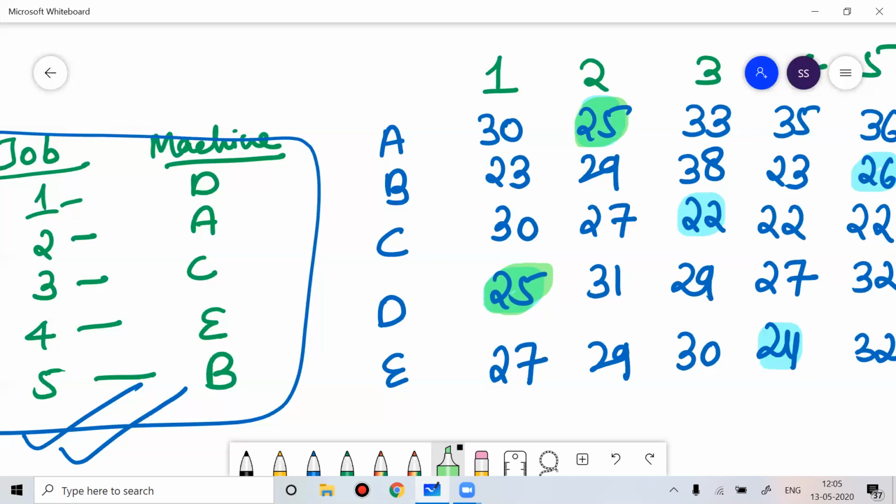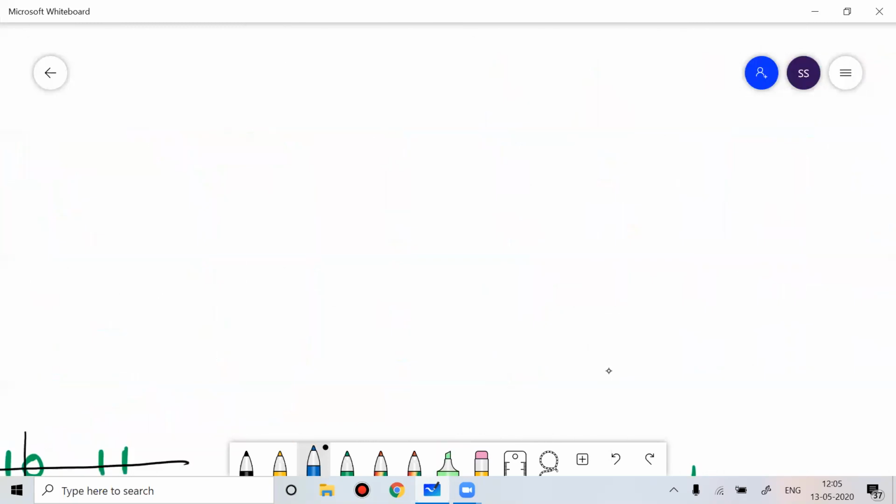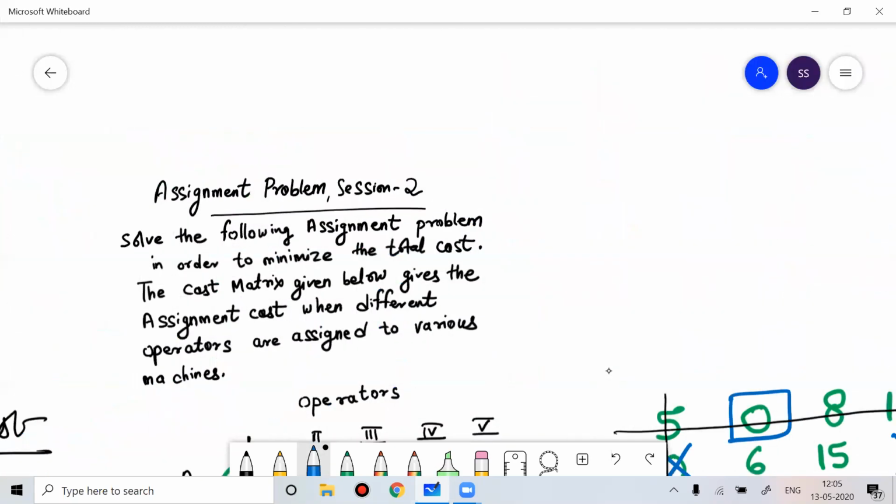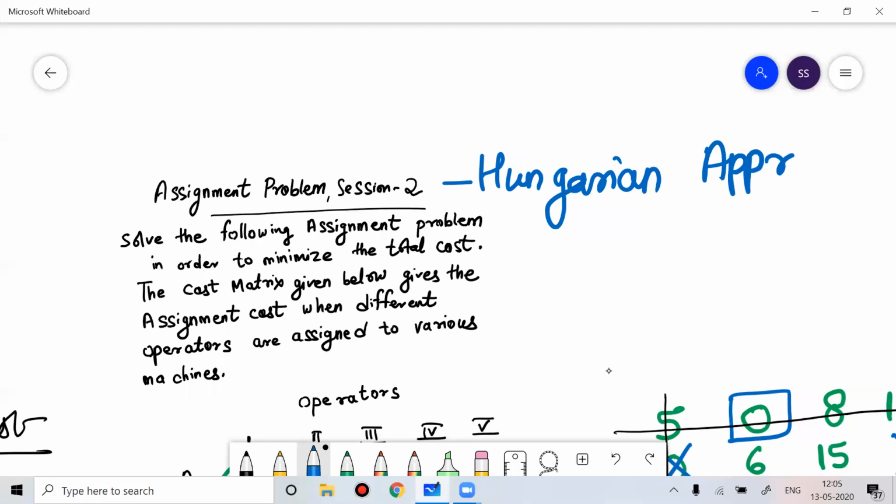We have to decide which job is to be done by which machine, so that one machine can do only one job and one job should be done by only one machine. That part we need to take care of, and we followed the Hungarian approach. This set of approach that we follow to solve this problem is called the Hungarian approach. So we follow the Hungarian approach to solve the problem, and we solved the problem.